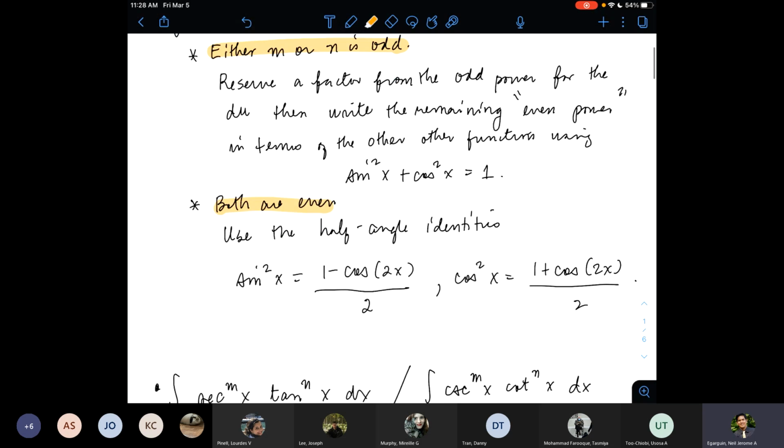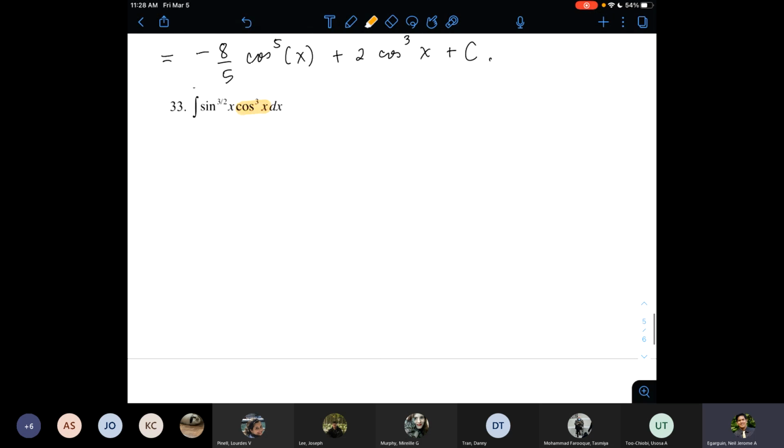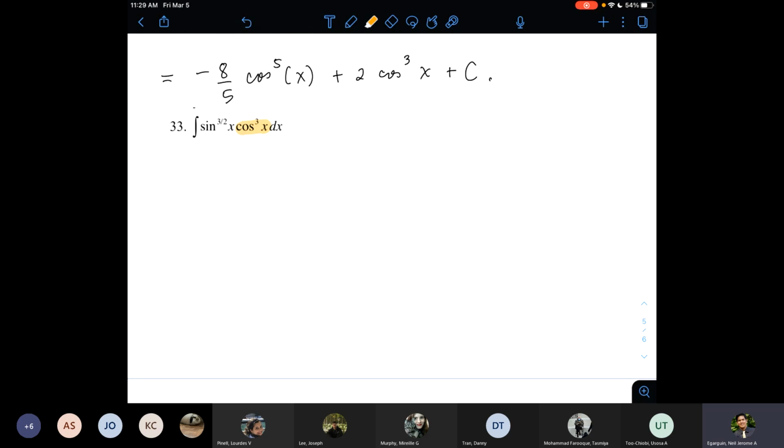But if you look at problem 33, here I have a sine to the 3/2 x. 3/2 is neither odd nor even. So that means we rely on what happens to the power of cosine. And luckily, the power of cosine here is odd. Remember, in case number 1, we only need one of them to have an odd power, right? So we'll follow the guidelines I set earlier.